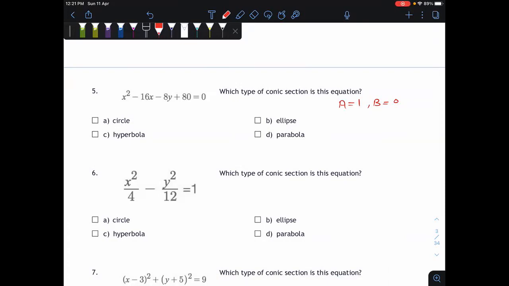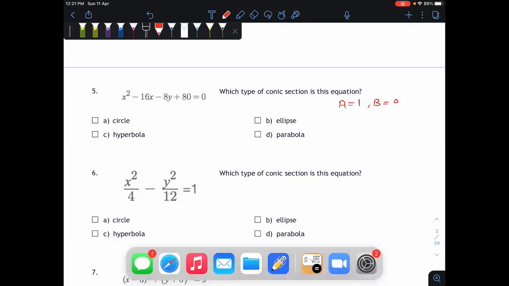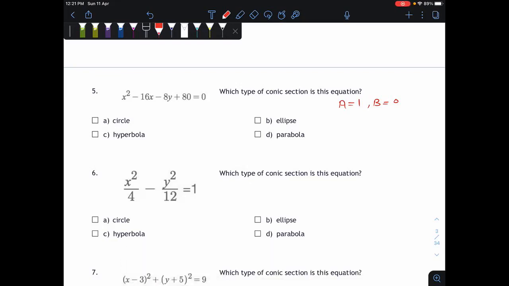Because, guys, when you do B squared minus 4AC, here B squared is 0, minus 4 times A times C, which is 0. So it's all 0. So it's a parabola.